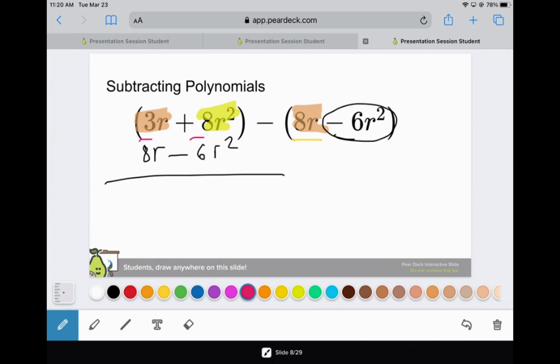If I have to read this out loud, 3 minus 8, that would give me negative 5. Okay, good. 8 minus, so there's a reason why I line them up, and there's a reason why I put that minus. Minus a negative turns into positive, so this should be 14x squared.